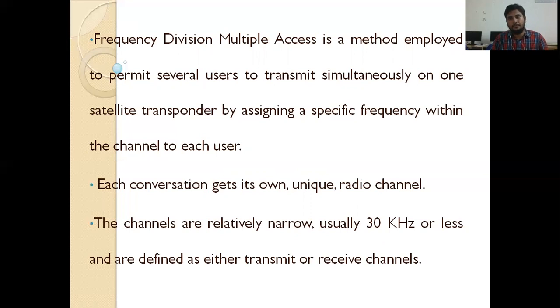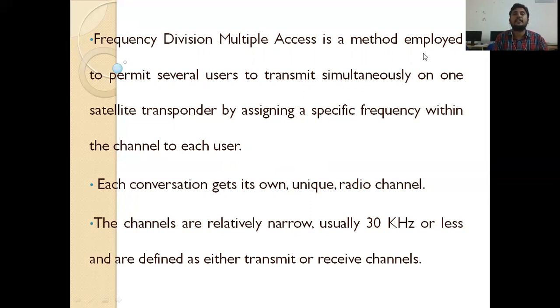For example, a 100 megahertz channel is subdivided into 10. There is a possibility of 10 users transmitting the data simultaneously. For example, a channel is subdivided into 10, that is, here n is equal to 10. So there is a possibility of 10 users transmitting the data simultaneously.